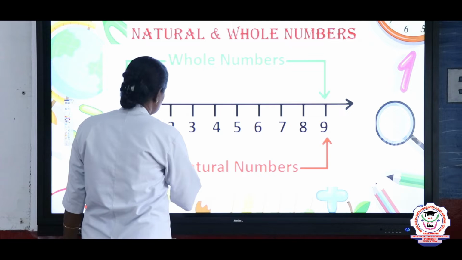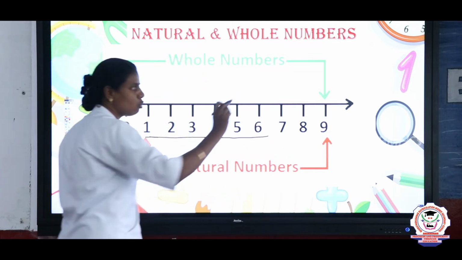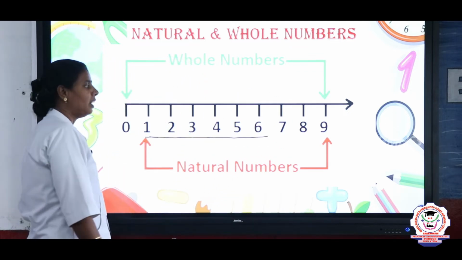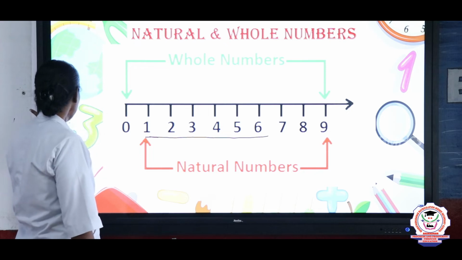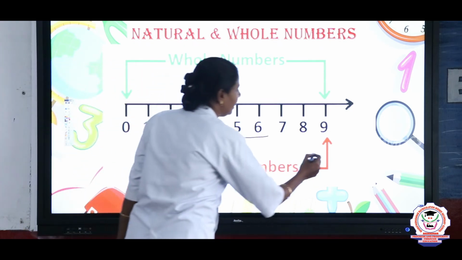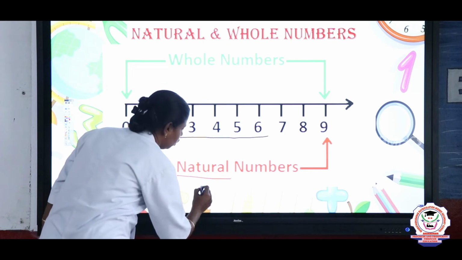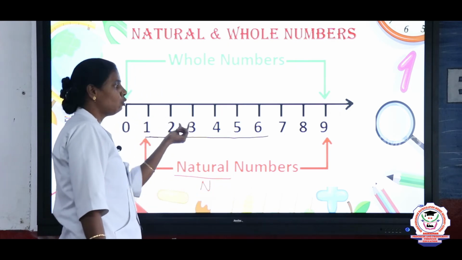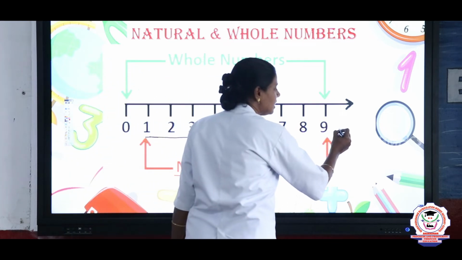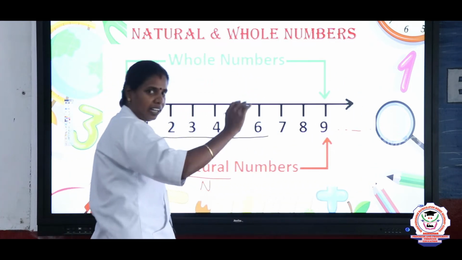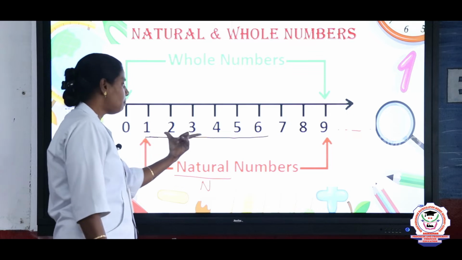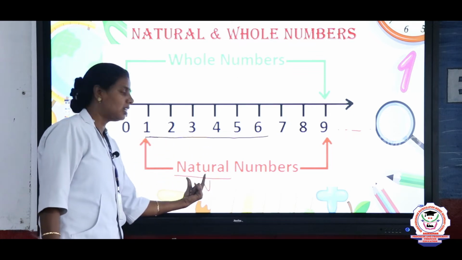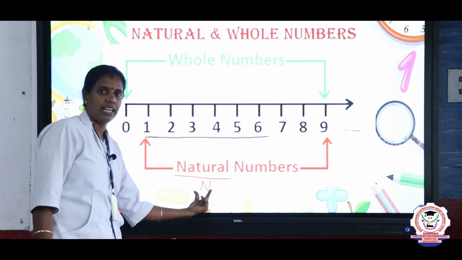See, 1, 2, 3, 4, these numbers are called natural numbers, which is denoted by capital N. This natural number is denoted by capital N. So, start from 1, 2, 3, 4 till etc. It is infinite number. So, these numbers are called natural numbers, which is denoted by capital N.